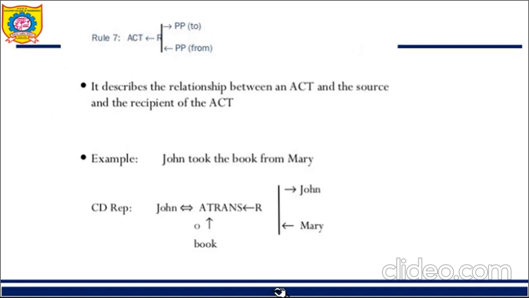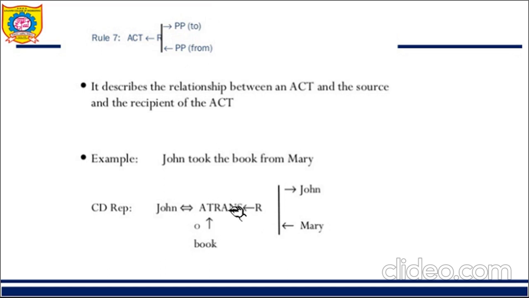Next is if my object is going from one PP to the other PP, from one picture producer to the other picture producer, some object is being transferred. It describes the relationship between the act, but over here I have to and from. For example, John took a book from Mary. Now what has happened? John has taken the book from Mary. So from goes in this fashion, to goes in this fashion. So from Mary goes to John, but what goes? A book. So here book is the object.